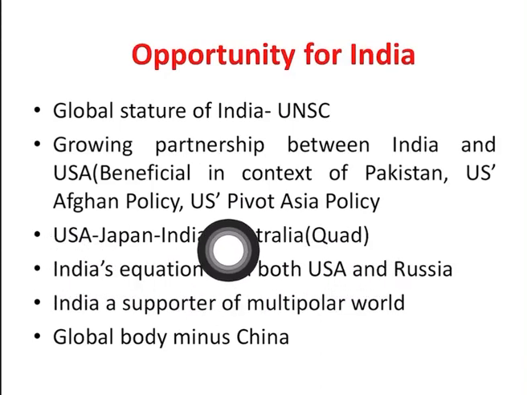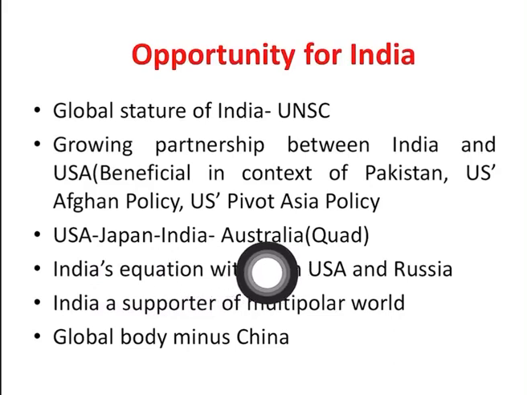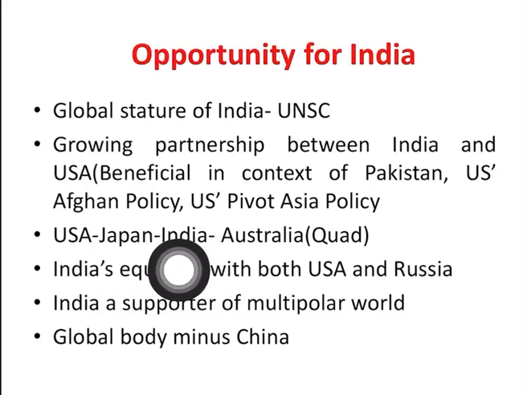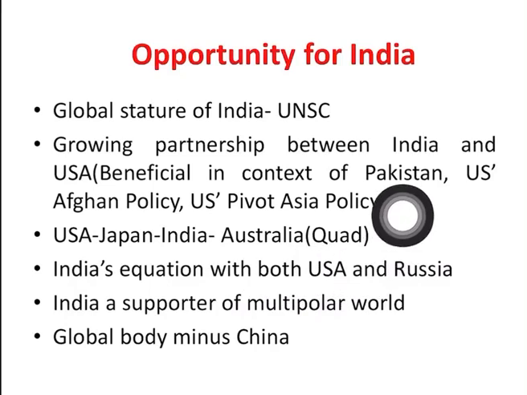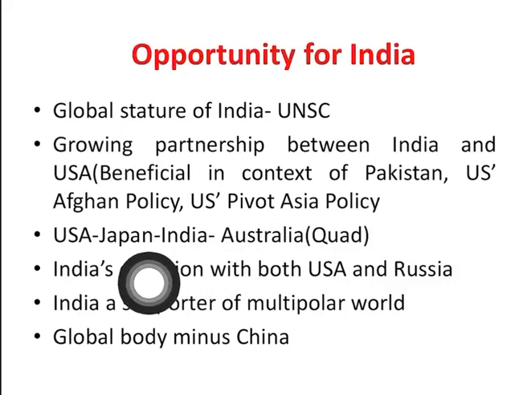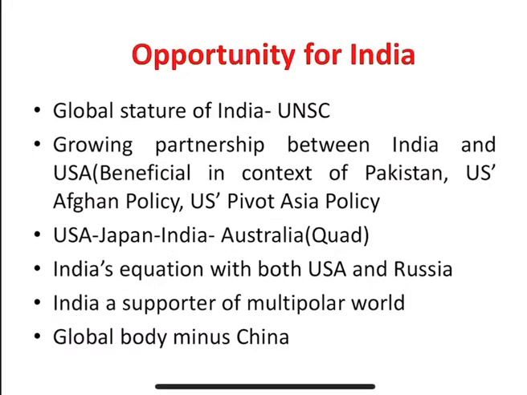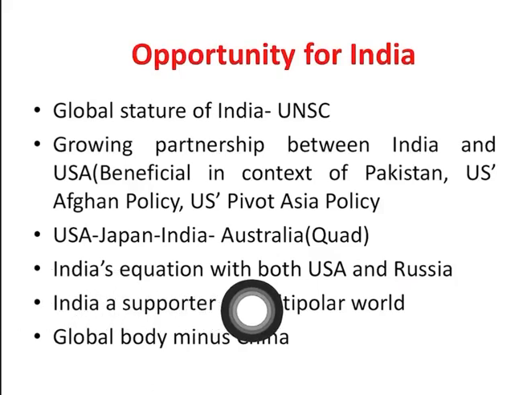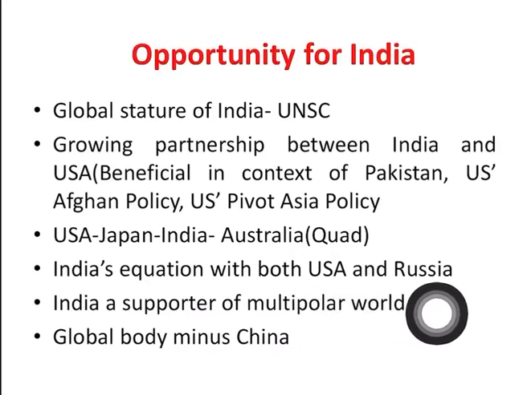Quad is a group of US, Japan, India and Australia. And since Donald Trump is inviting India and Australia both into this group, we can see this G11 in terms of Quad. And apart from that, it should be noticed here that once India and Russia become members of G11, then India can very easily manage its relationship with both the USA and Russia.